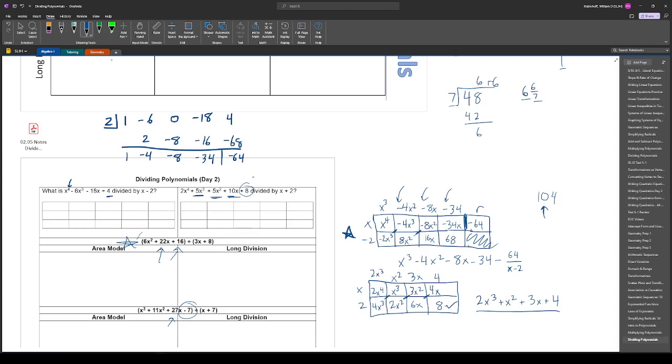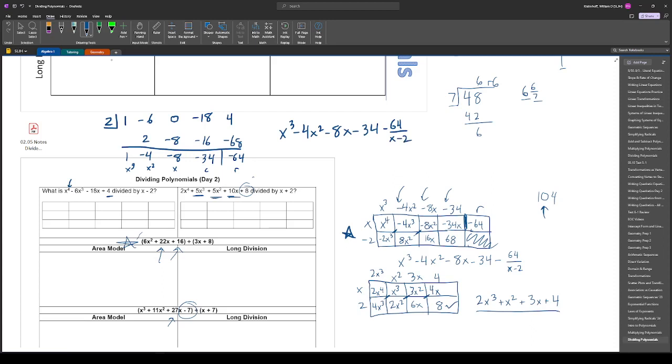Since there's more terms here, remember this is remainder, constant, x squared, x cubed, so it just keeps going up. Every spot to the left goes up by 1. So we got x cubed minus 4x squared minus 8x minus 34 minus 64 over x minus 2.